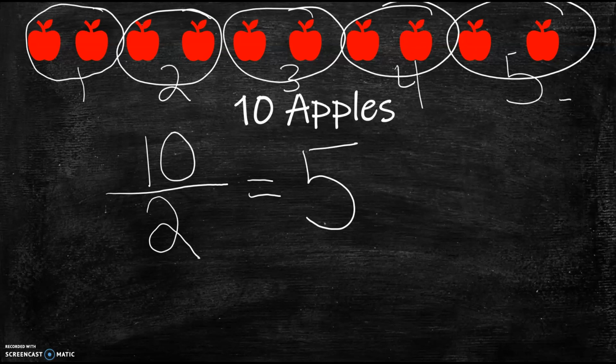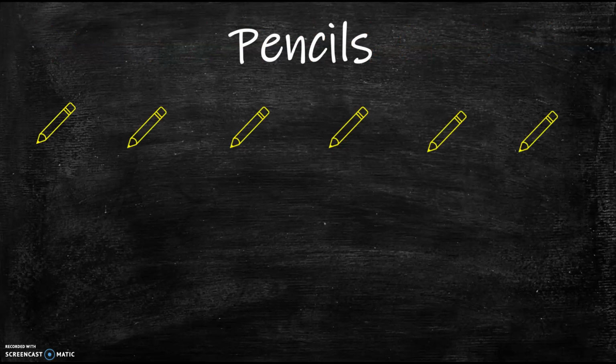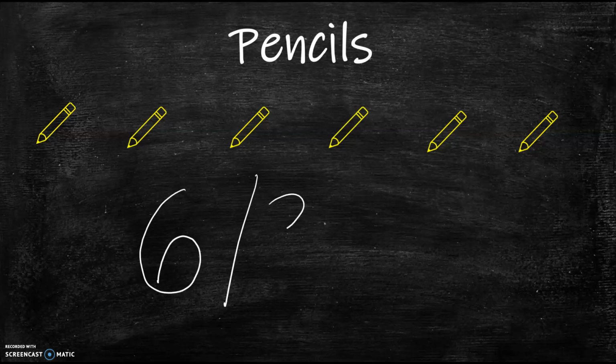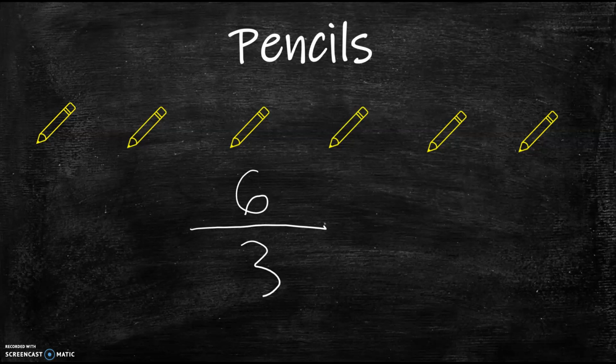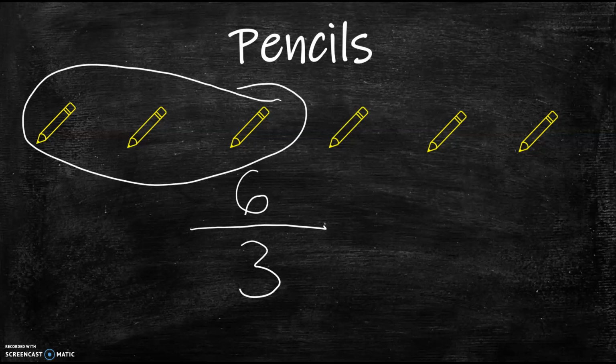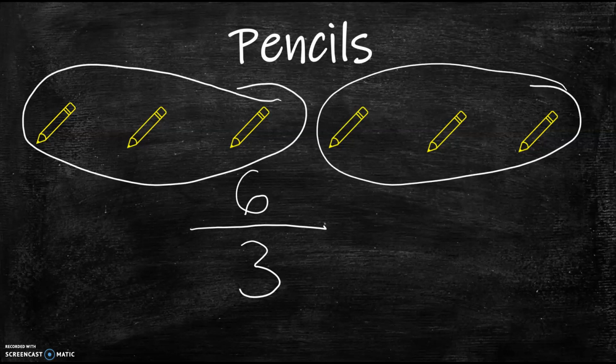All right, let's do one more practice. I have pencils. So, if I have 6 pencils and I want to put them into groups of 3, what I'm doing is 6 divided by 3. I guess I should write my line better. 6 divided by 3, right? So 3 pencils in a group, 3 pencils in a group, that gives me 2 groups. So 6 divided by 3 equals 2.